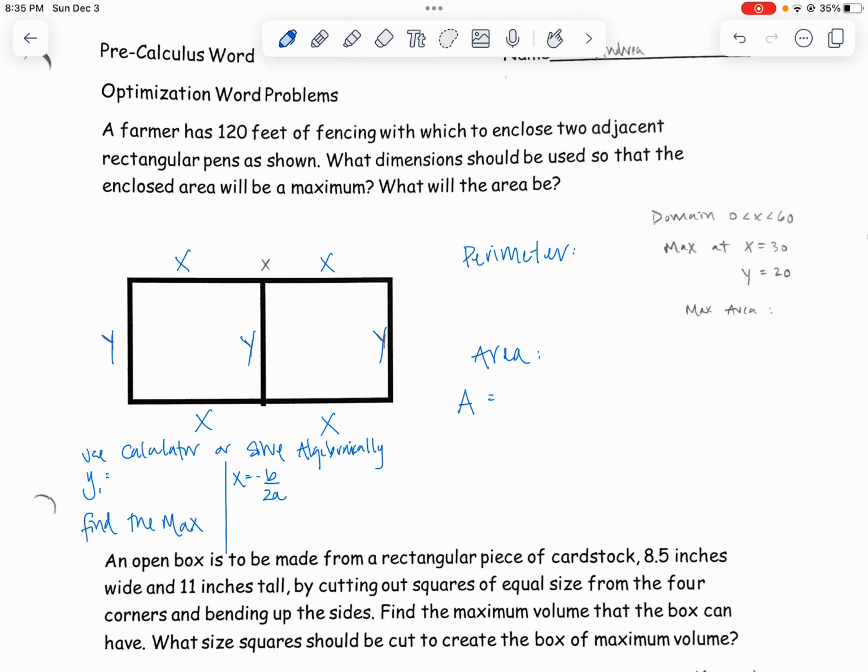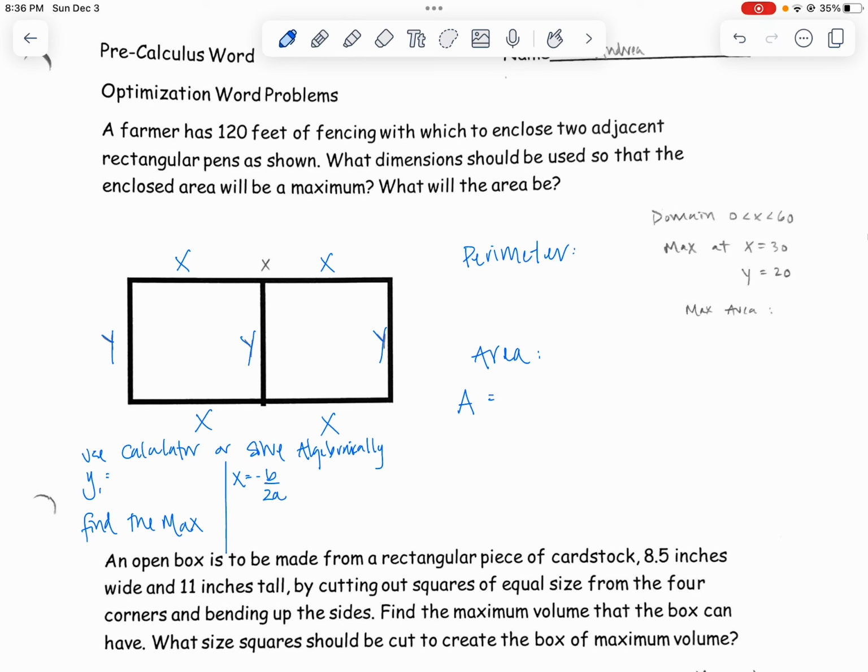So let's get started. A farmer has 120 feet of fencing with which to enclose 2 adjacent rectangular pens as shown. Assuming that he's going to cut them down the middle, what dimension should be used so that the enclosed area will be a maximum, and what will the area be?